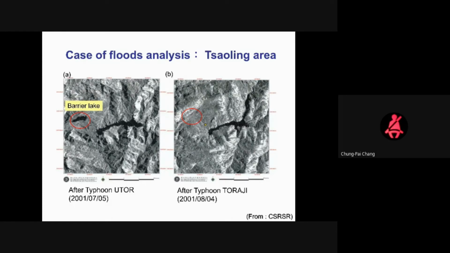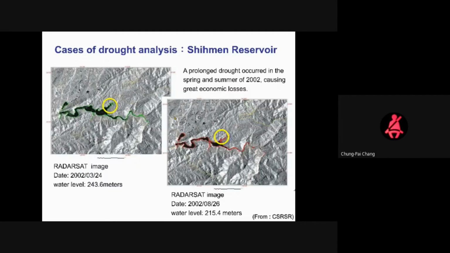Okay, so in this way you can see it's very sensitive. The radar image actually is very sensitive to the water body, so we can use that to do many things, to detect the water. For example, it's a dam in northern Taiwan. It's the Shimen Dam, Shimen Reservoir.